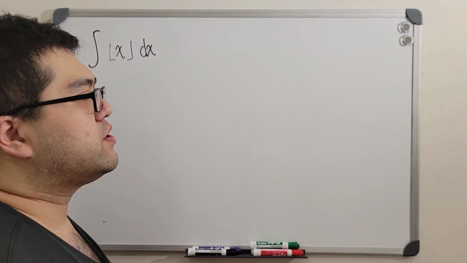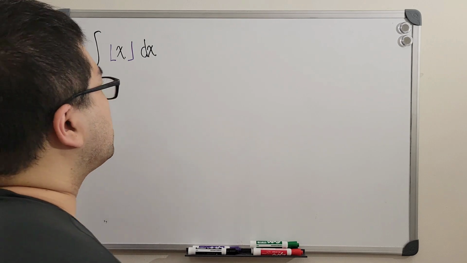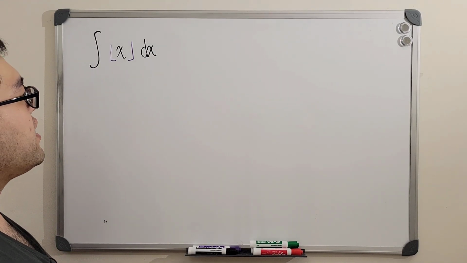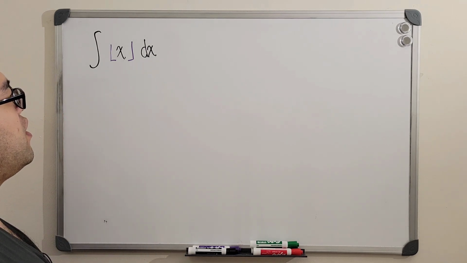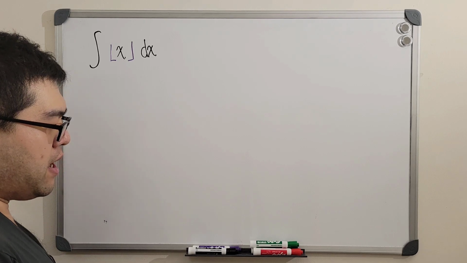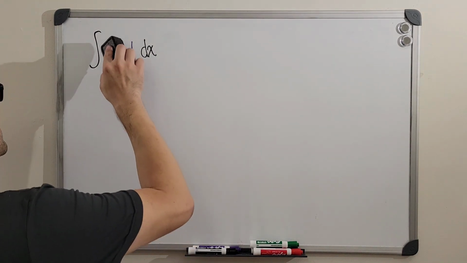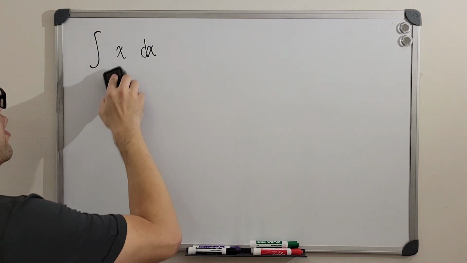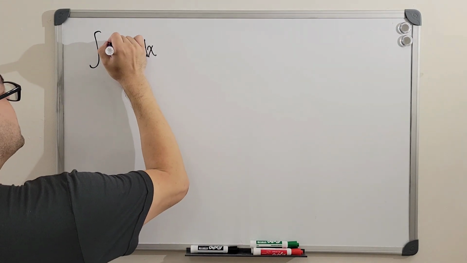From the last video, we saw how to find the antiderivative of the floor function y equals floor of x with respect to x, or in other words, the integral of floor of x dx. This time we're going to do something similar. Instead of the floor function, we're going to see what happens if we have the ceiling function.